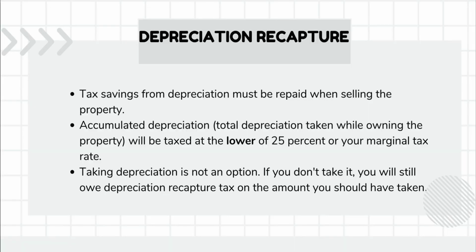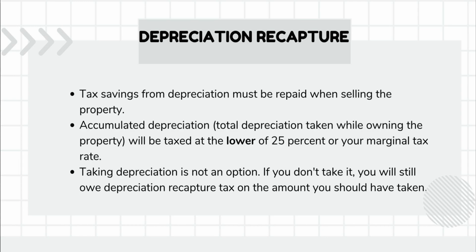All right, so let's dig in here. When you have all this tax savings from depreciation year after year, it's great in the moment it's happening. But depreciation recapture simply means you're repaying what you saved at the time you sell the property. To figure this out, you take your accumulated depreciation, which is just the total depreciation taken while owning the property. And it's going to be taxed at either your marginal tax rate, which is just the rate that your next dollar is taxed at, or 25%, whichever one is lower.